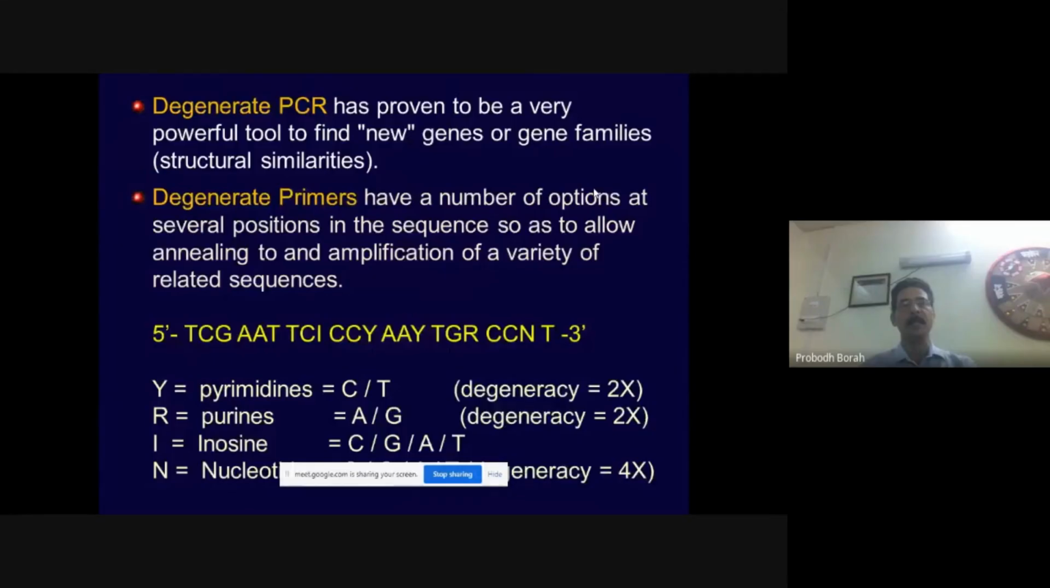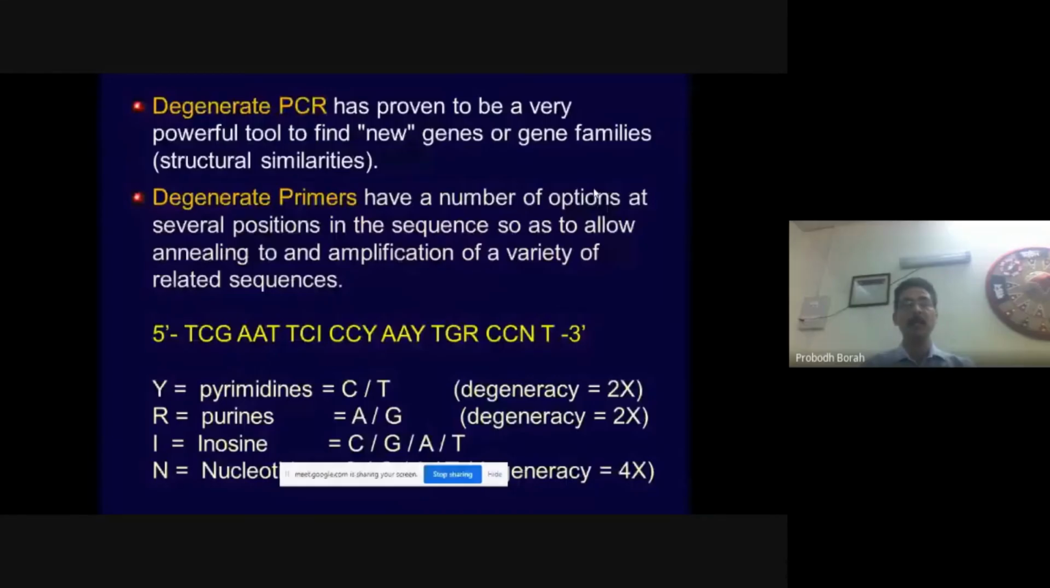that may not work. So in that case, to retain the sensitivity and specificity of the primers, we may have to provide some degeneration in the primers. That means we may have to provide options for the nucleotide in a particular position. Suppose it may be either C or T, it may be either A or G, it may be any of the 4 nucleotides in a position.